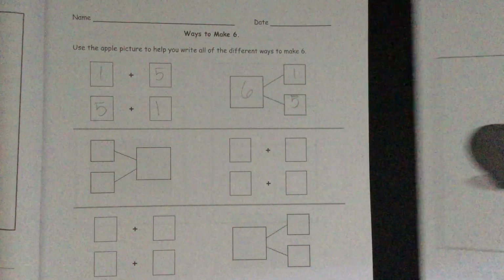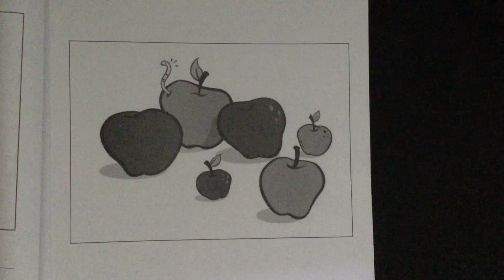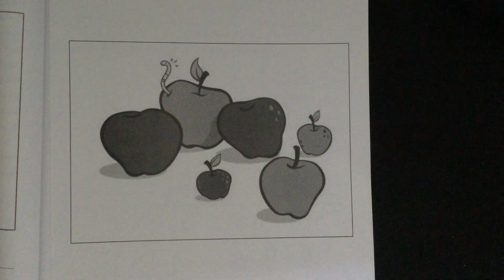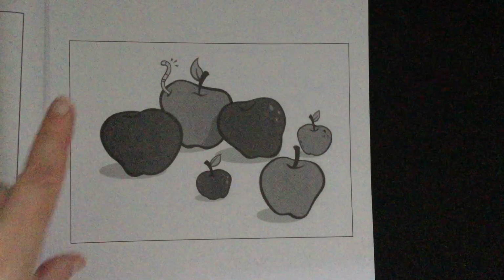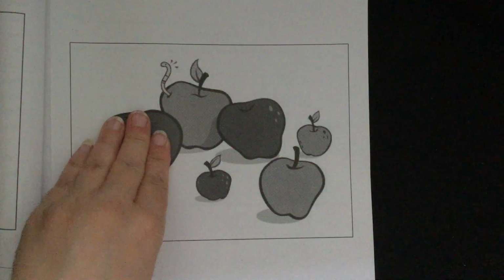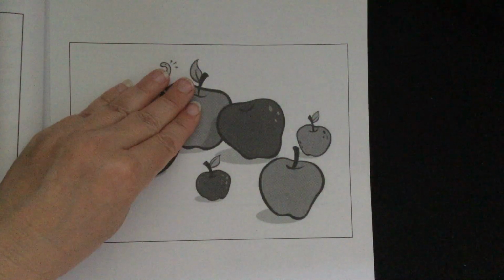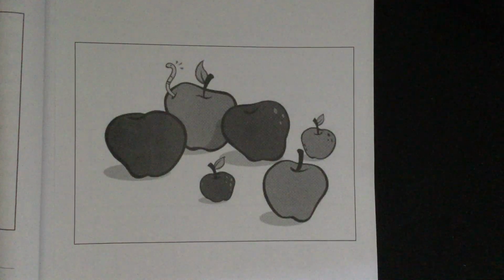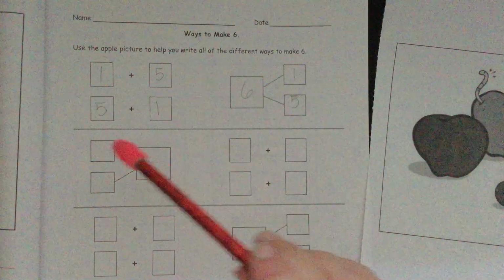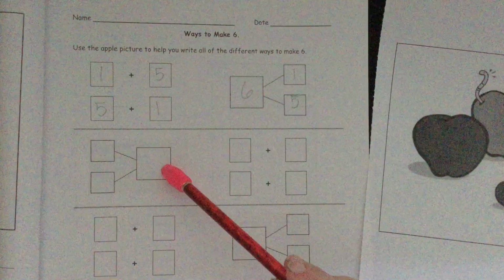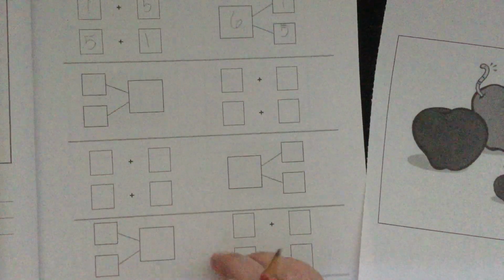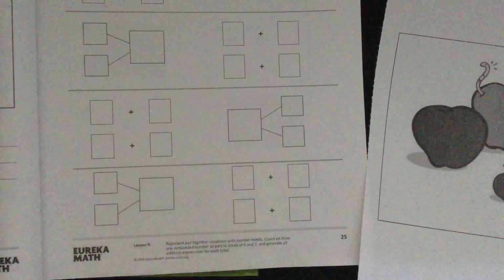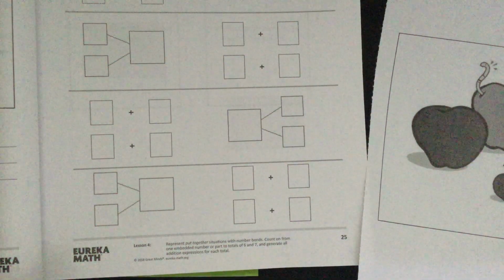Okay, so you can go through your apple picture systematically. You did it with 1. The next one you could do with 2, the next with 3, the next with 4. So you can see 2 and how many to equal 6, 3 and how many to equal 6, 4 and how many to equal 6.